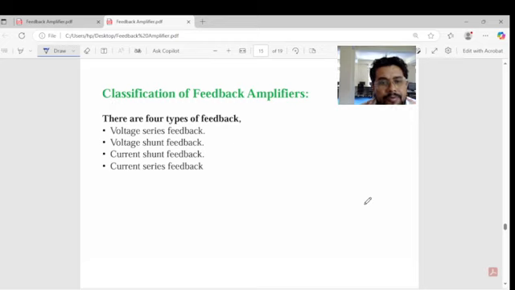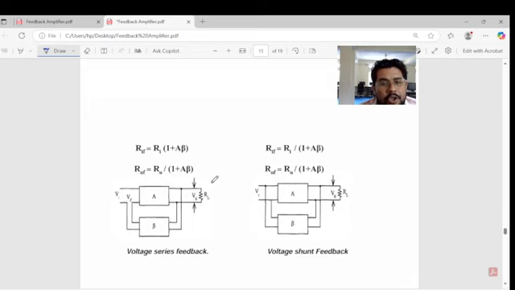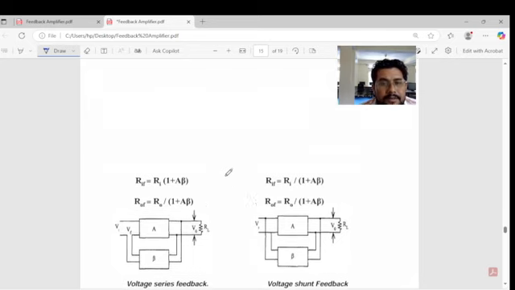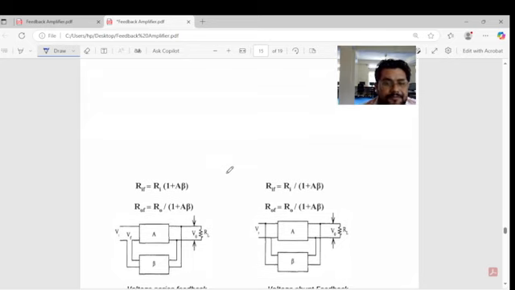There are 4 types of classification of feedback amplifiers. First is voltage series. Second is voltage shunt feedback amplifier. Third is current shunt feedback amplifier. Fourth is current series feedback amplifier. So this is a voltage series amplifier. This is the diagram of the voltage series amplifier.